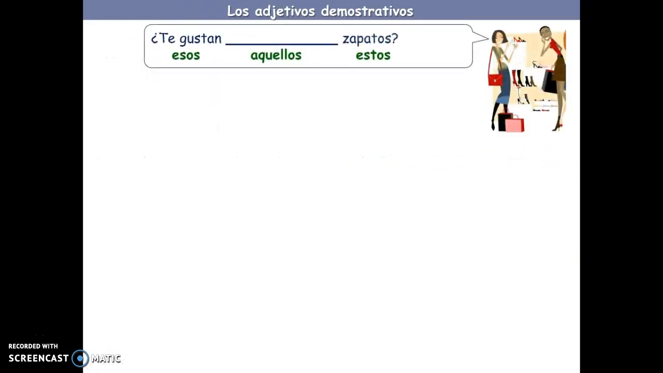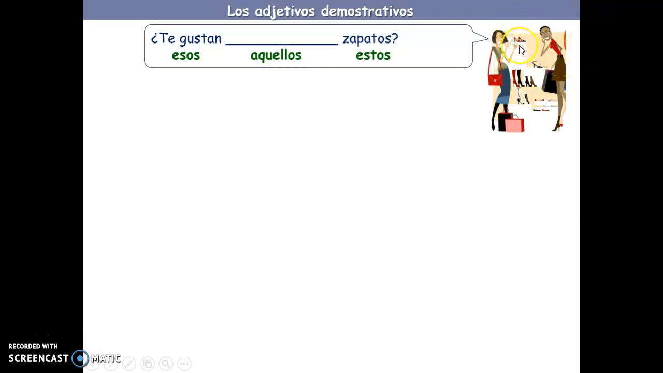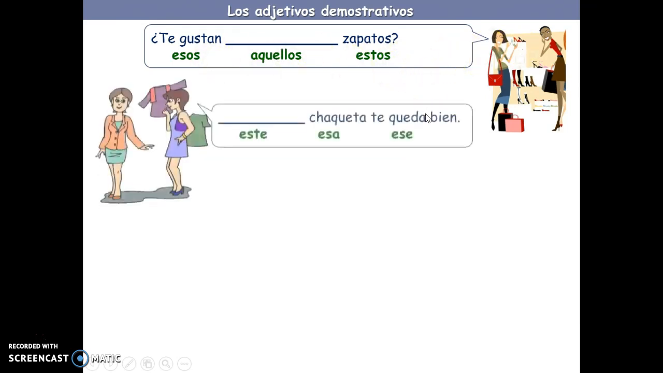Okay, so let's do some examples here, just so you can really see it. So this lady is holding up a shoe, it's kind of hard to see in the picture. And she's asking the other lady, ¿Te gustan blank zapatos? Do you like blank shoes? Would you say, do you like those shoes? Those over there, like really far away shoes? Or do you like these shoes? Which one would you pick? And we'll see in just a second. Keep that in your mind.